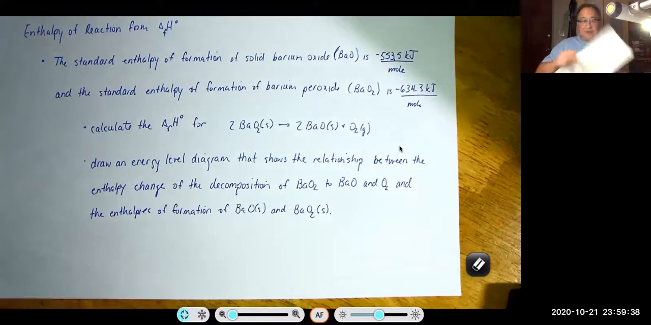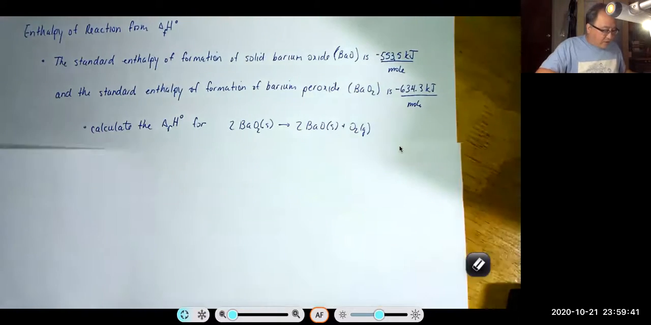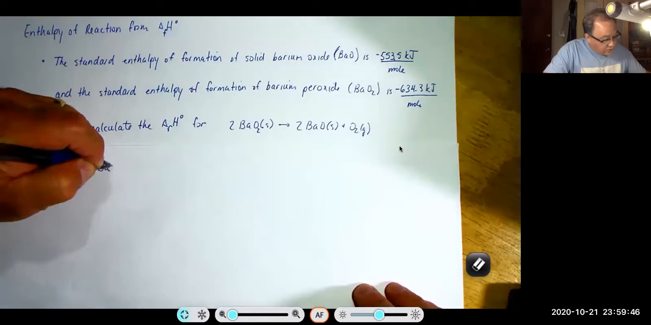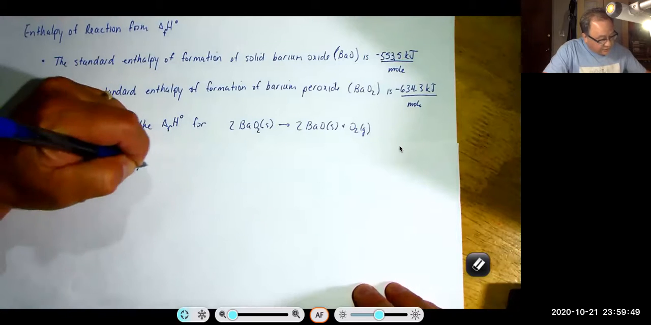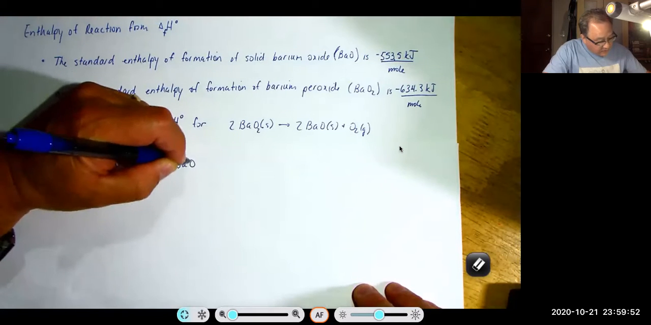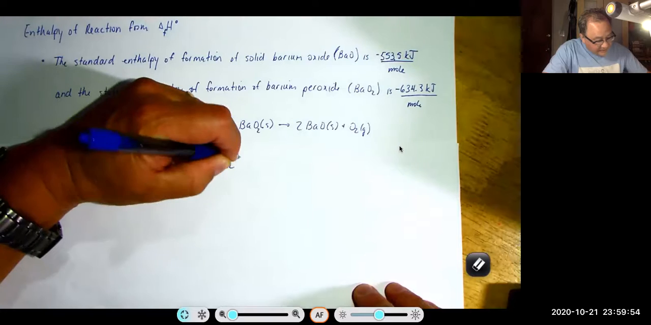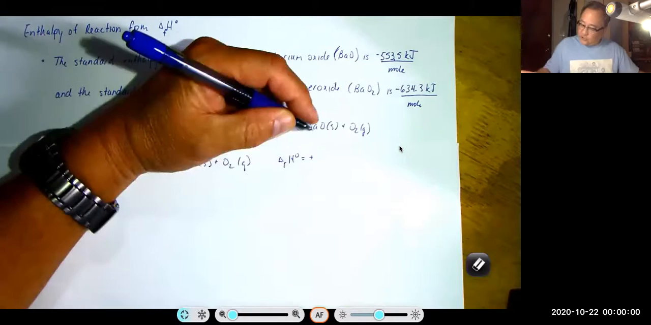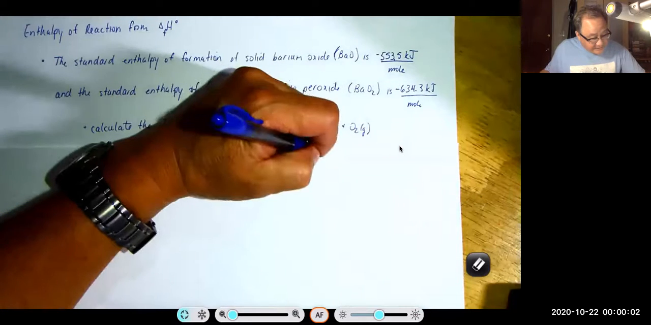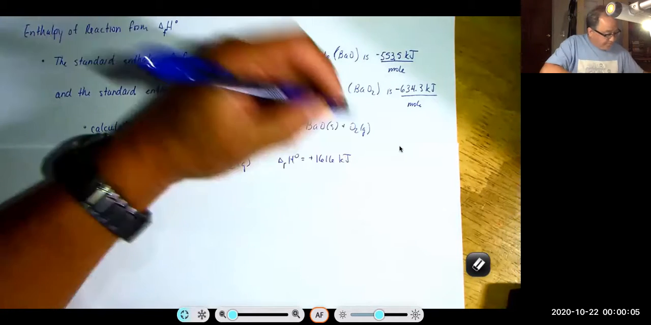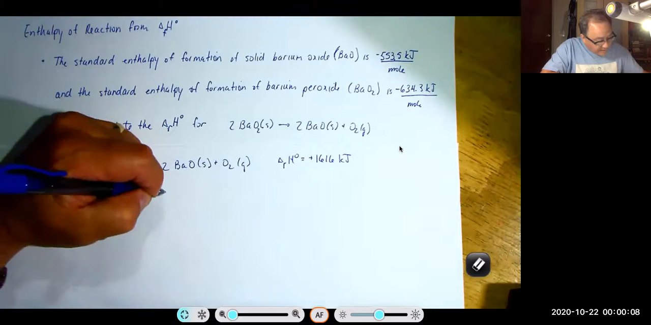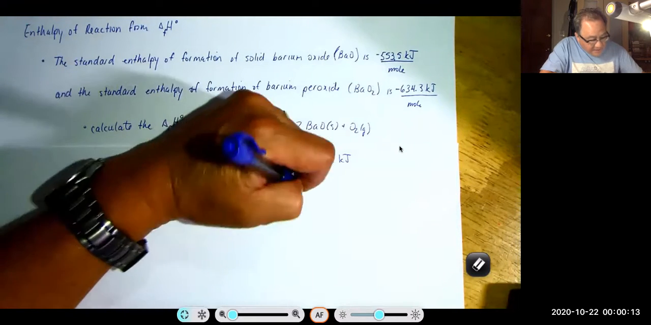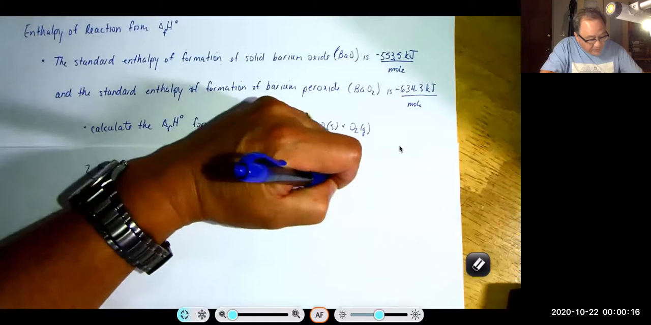So I'm going to get a fresh sheet of paper here, and I'm going to write out all of these reactions. So we have 2 BaO2 solid turns into 2 BaO solid plus O2 gas. And we just found out that this reaction is plus 161.6 kilojoules. Now, the formation of barium oxide, the formation reaction is minus 553.5 kilojoules.